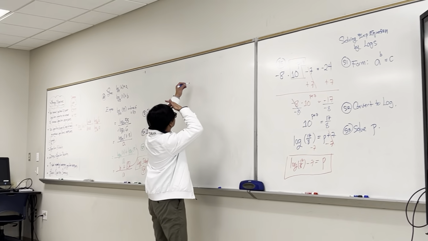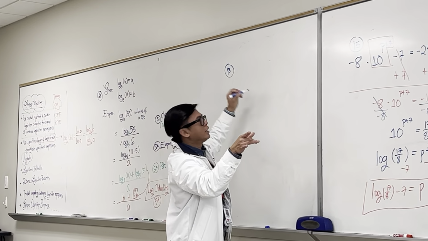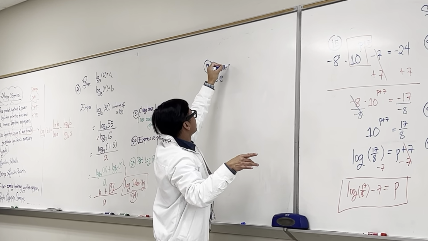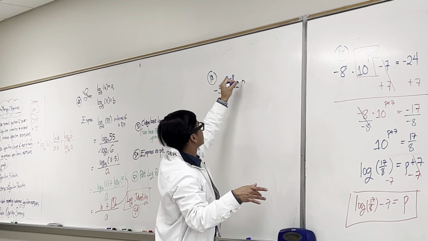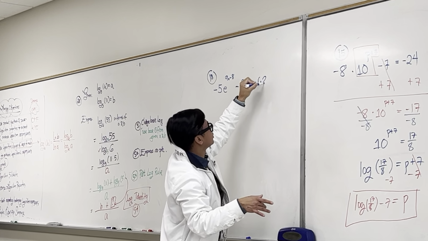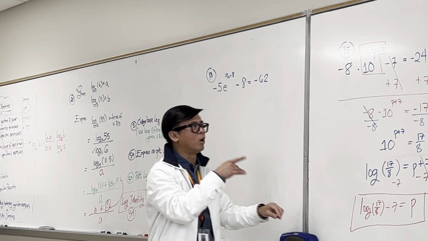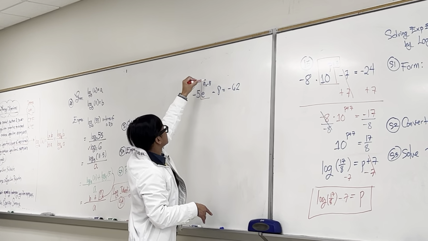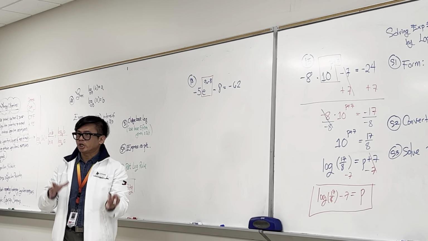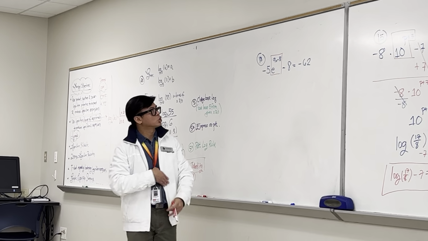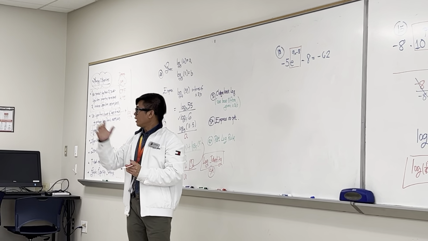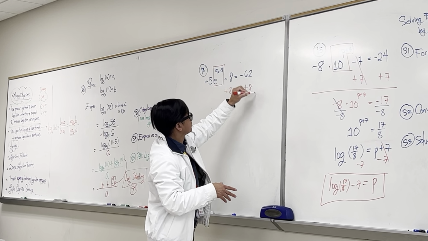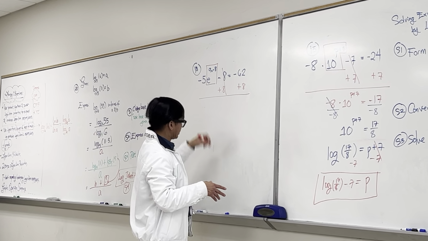We got the following: negative 5 e to the 9x minus 8, minus 8, is equal to negative 62. Once again, step 1. What do you want? You just want this expression on that side. So what do you do first? Add 8 on both sides. Very good. That is correct. Plus 8. Cancel.